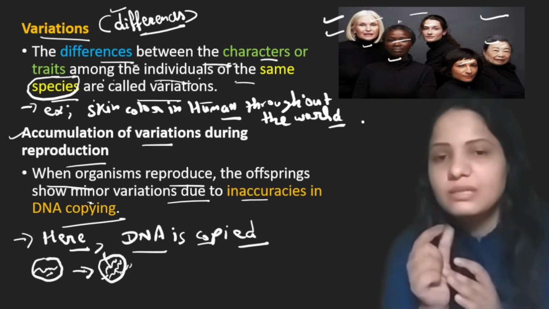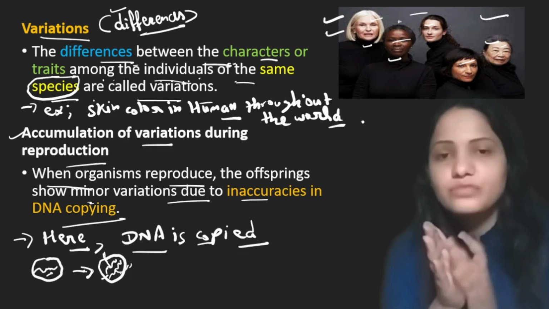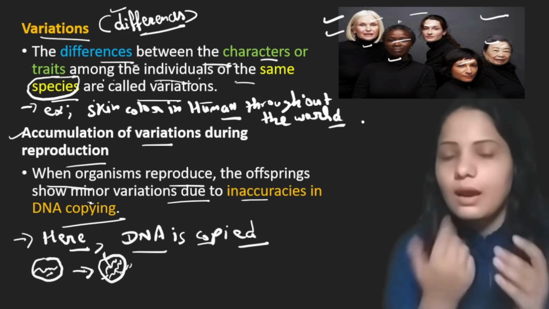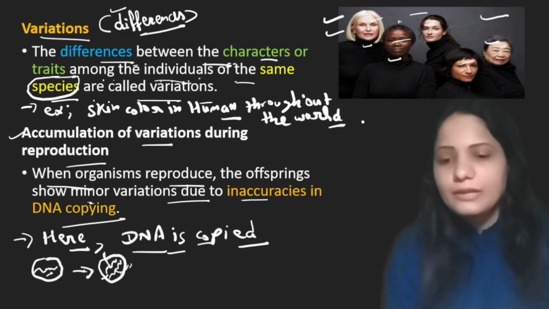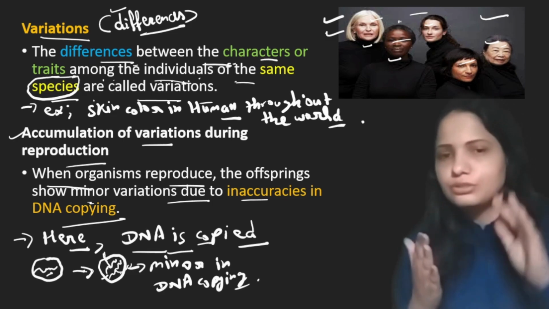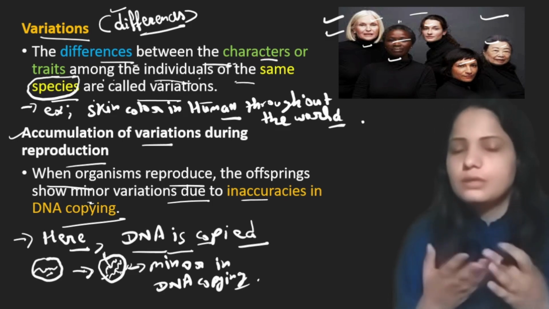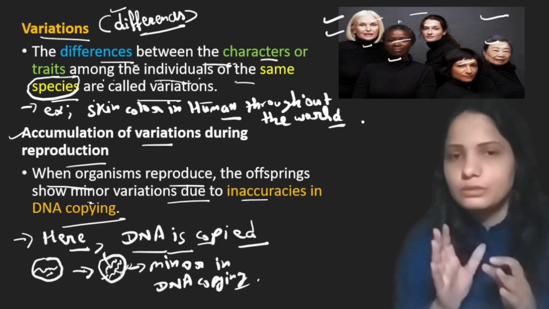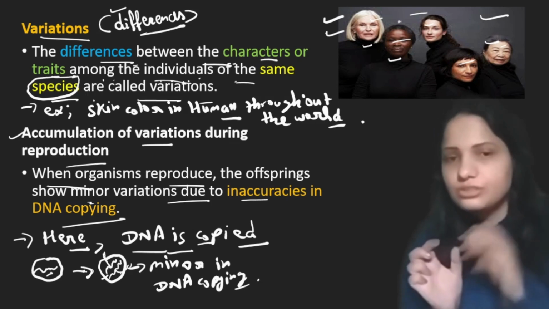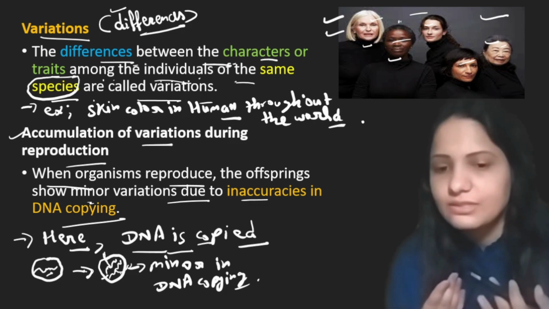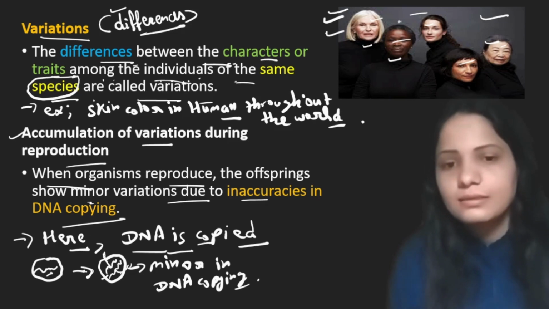Okay, this variation will accumulate, which means this variation is transferred from generation to generation, and over the generations this accumulation will lead to a variation in the population. DNA is copied and here we have a minor inaccuracy in DNA copying. This inaccuracy is transferred over generations, to their son and next to their son. If this happens, it will lead to the accumulation of these variations in the population of the same species. Now if there is accumulation of variation, this will lead to a difference in this character.